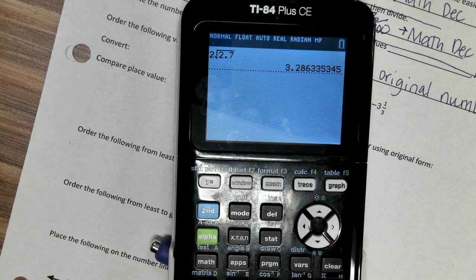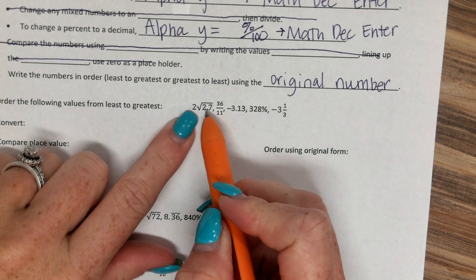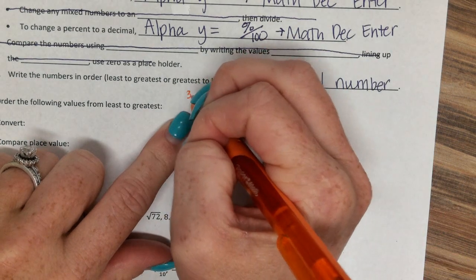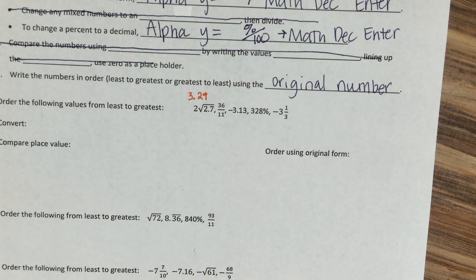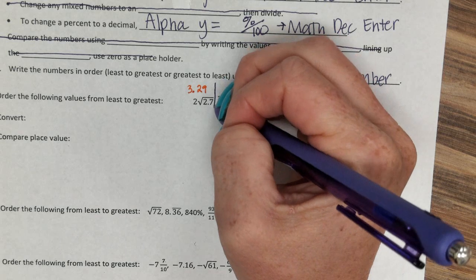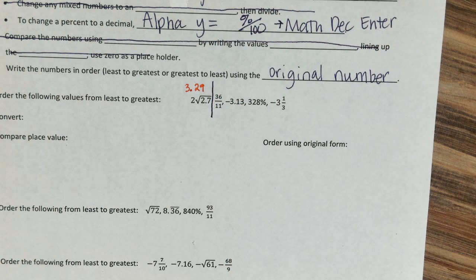So you're going to write that number right above where it originally was. So I'm going to write $3.29. If you don't write legibly, it's not going to help you because you won't know what you wrote. Now, I like to draw a line between the numbers so I see that this is the next number. If that's what helps you, you do it too, and you don't have to.